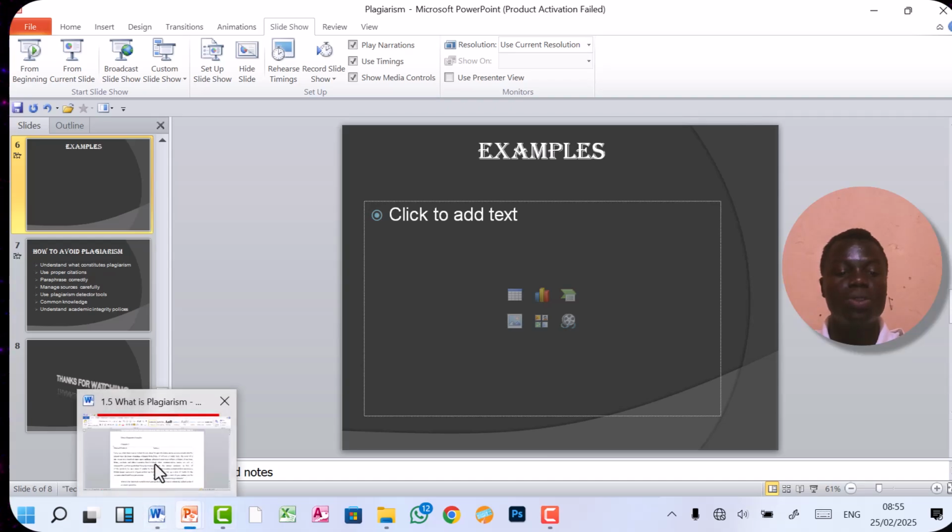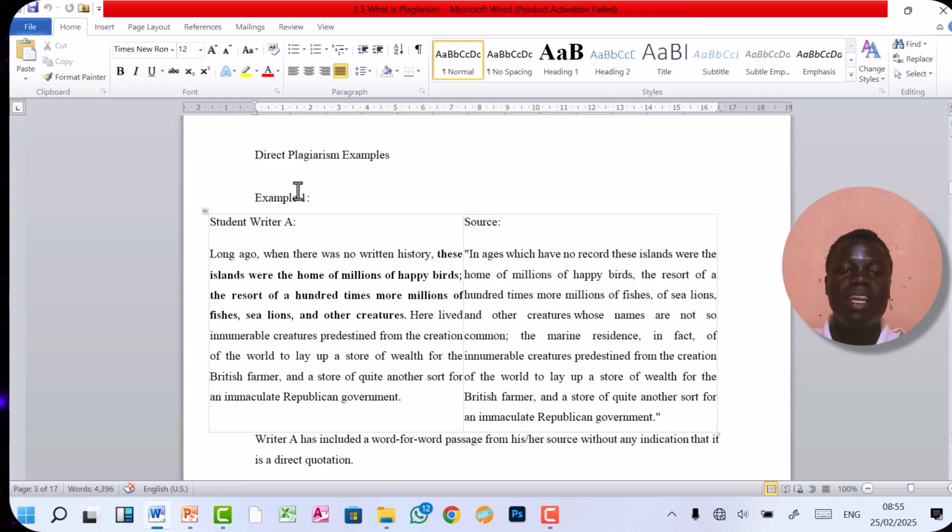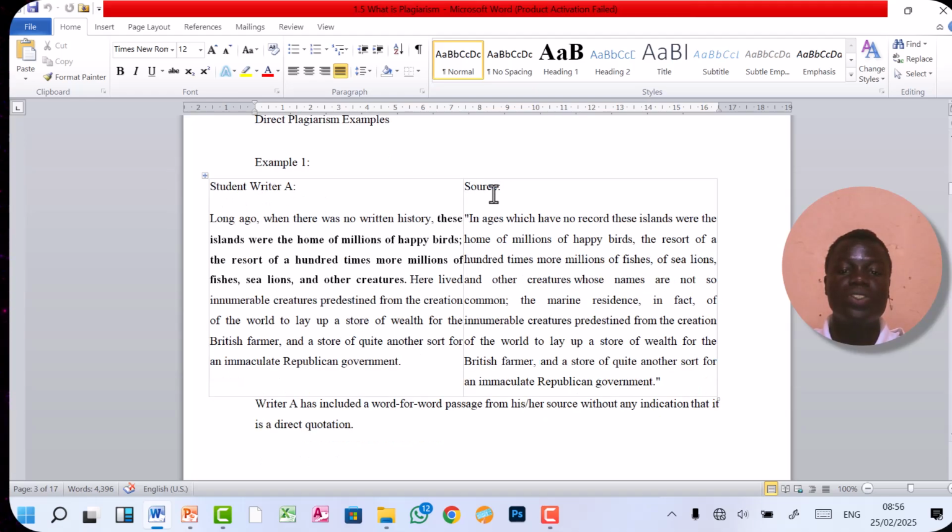Let us now look at the examples of plagiarism. I'm going to show you some of the examples. For direct plagiarism, this is how it is. This is the source of the information: In ages which have no record, these islands were the home of millions of happy birds.